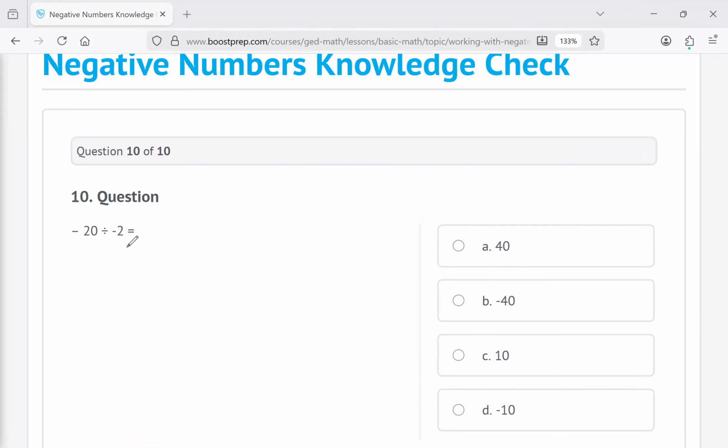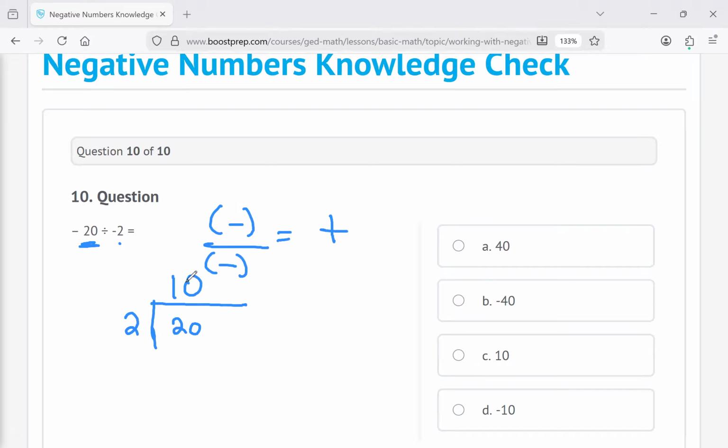Okay, a negative divided by a negative. So you have a negative divided by a negative. What is the rule? Well, we said that a negative divided by a negative is positive. So you could put that in the calculator, or you could do the box thing. So 20 goes inside the box, 2 goes outside. How many times does 2 go into 20? Comes out nicely as 10. So your final answer is positive 10.